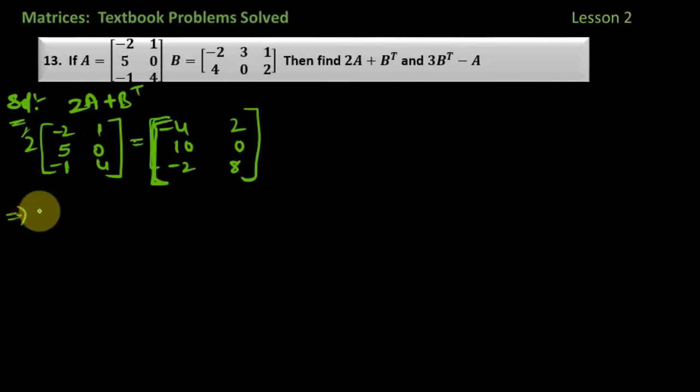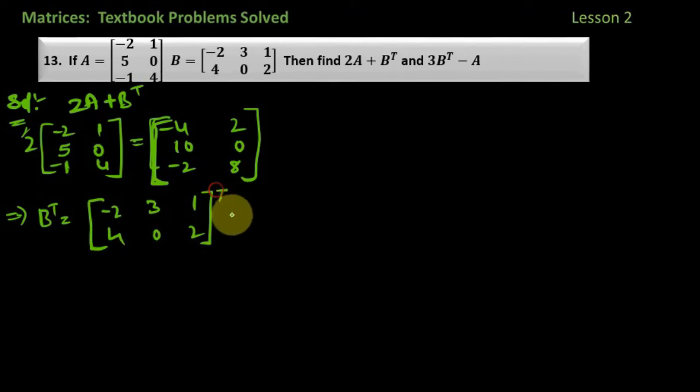Then I should add this with B transpose. First we'll find the B transpose matrix. So B transpose means what? What is the B matrix here? Minus 2, 3, 1, 4, 0, 2. This is my matrix B. For this I should find transpose. So what answer will I get here?